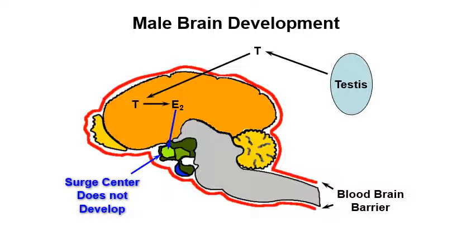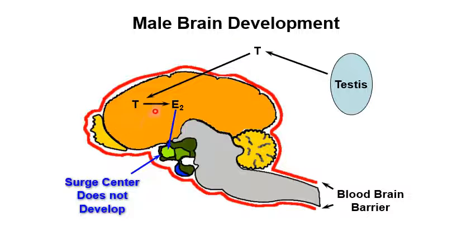This slide will demonstrate why the male brain does not develop a surge center. So of course, we have here the testes, the prenatal testes, the brain. We have here also the hypothalamus, and the red one here is the blood-brain barrier. So in the prenatal development in the male, the fetal testes will produce the hormone testosterone, and it defeminizes the brain. In order for testosterone to defeminize the hypothalamus, it must first cross the blood-brain barrier. So of course, the testosterone is a steroid hormone. It is lipid soluble. It will readily cross the blood-brain barrier and enter the brain.